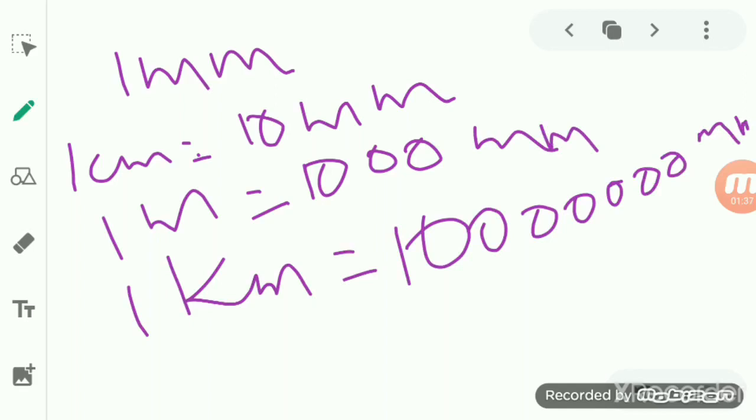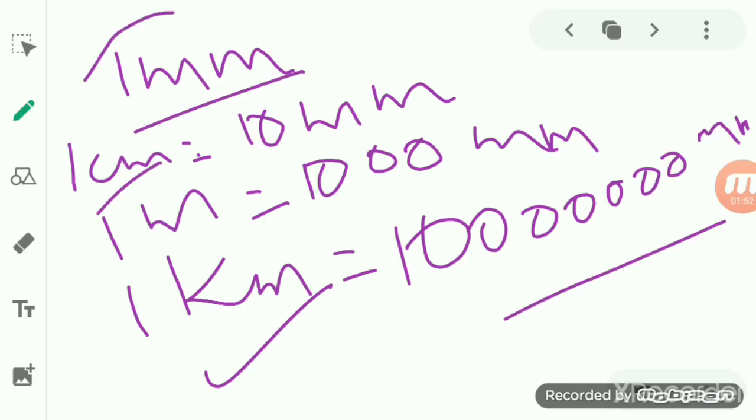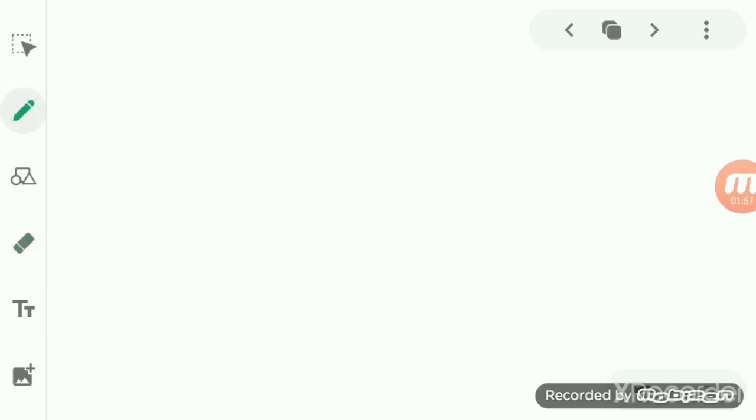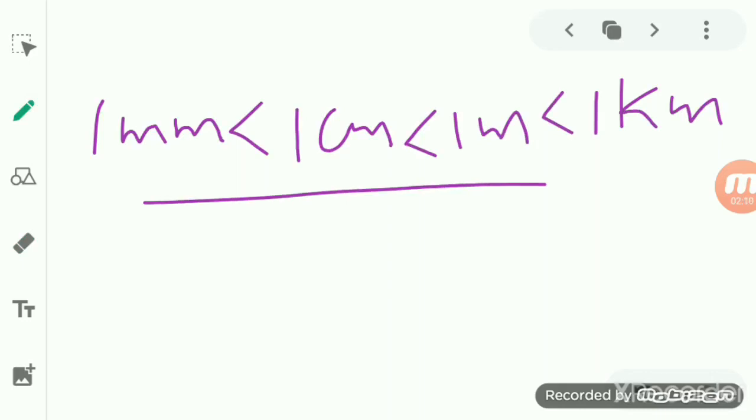Okay, so you can understand by this that the value of the kilometer is much more than that of the millimeter, and 1 millimeter is the smallest out of all these four. Then we can write that this one is the smallest, then the centimeter, then meter, and then kilometer. Okay, so we can write it in increasing order: 1 millimeter, then 1 centimeter, then 1 meter, then 1 kilometer. Okay, so this is the way by which we can find which one is bigger or larger.